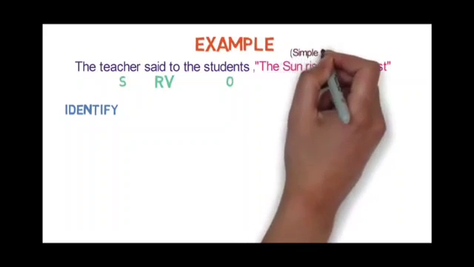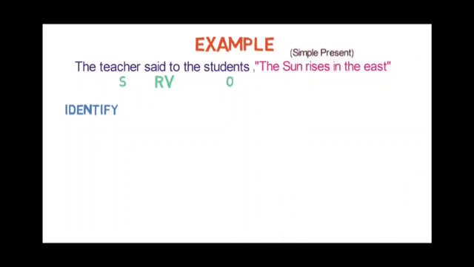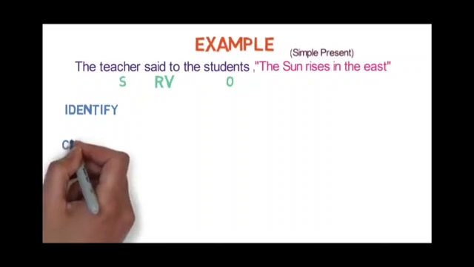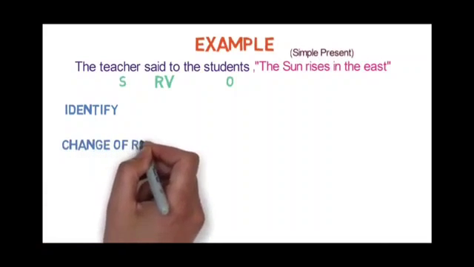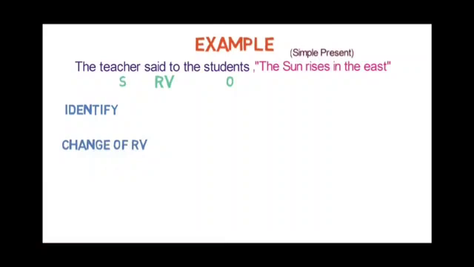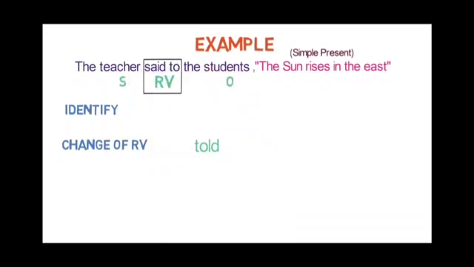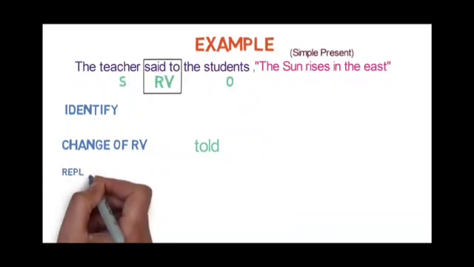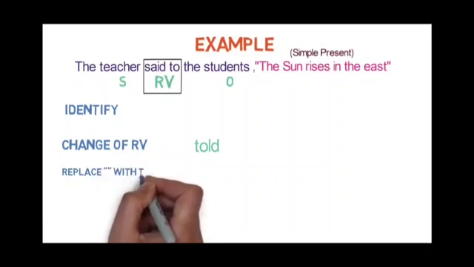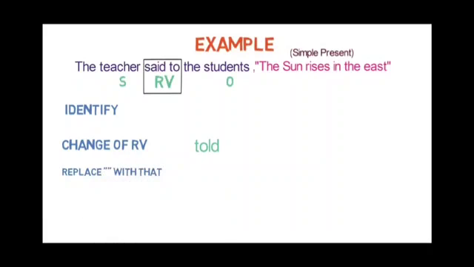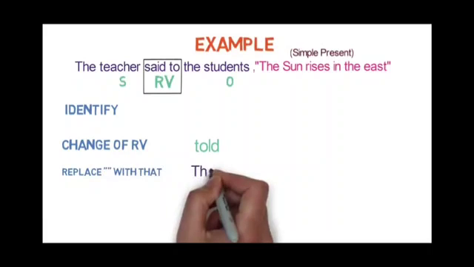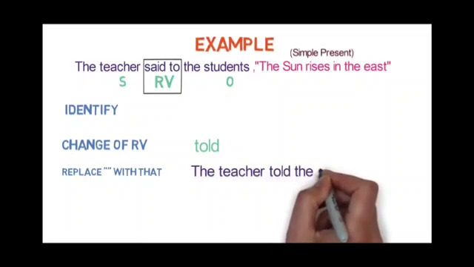Now see, the teacher is the subject here, said to is the reported verb, and the students is the object. So how are we changing? Said to is given, so it changes into told. The teacher told the students. And while you are removing inverted commas, you have to write that.